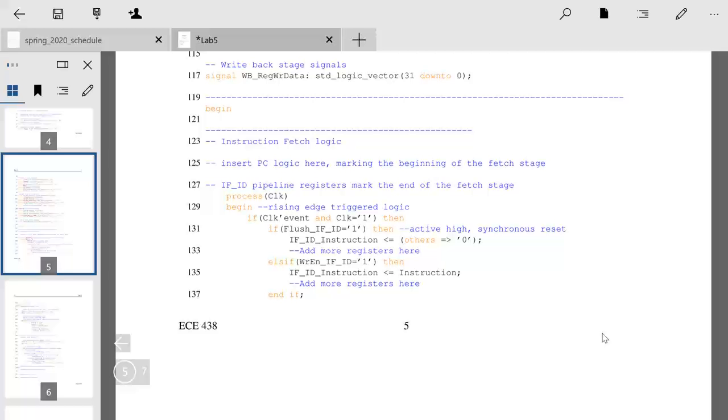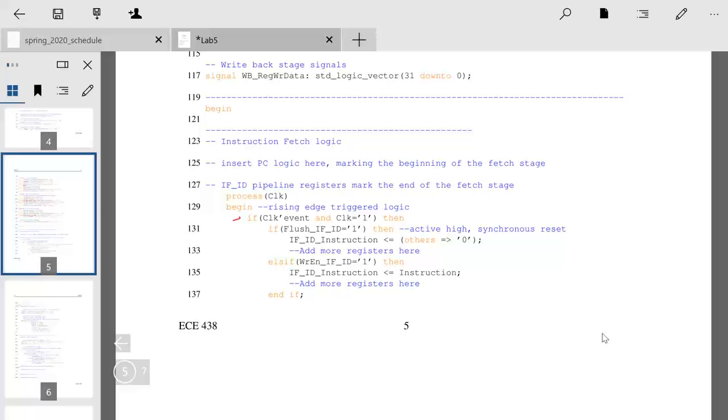All right. So what that basically means is when anything in your sensitivity list changes, you can think of it as it's going to evaluate whatever's in this process block. And this if statement at line 130 is written such that we're only going to consider the rising edge of the clock.